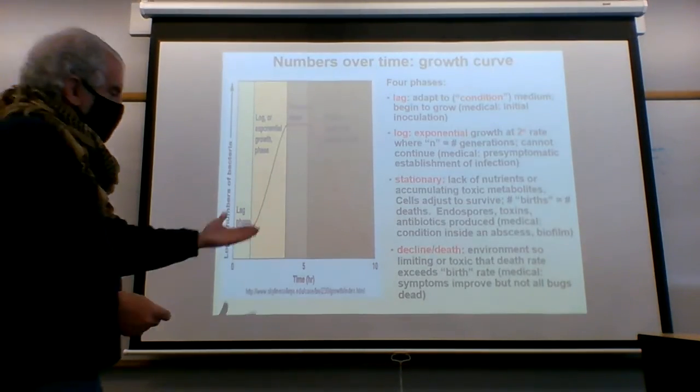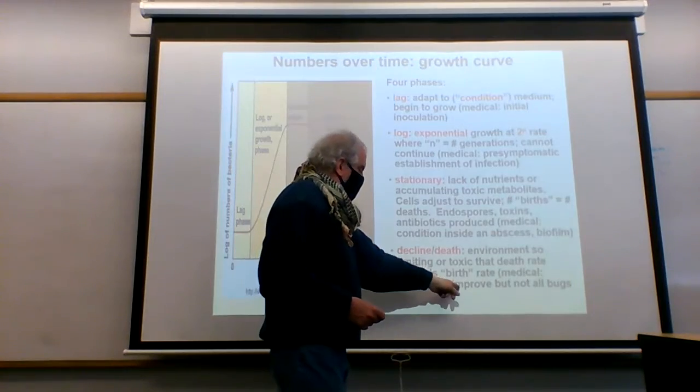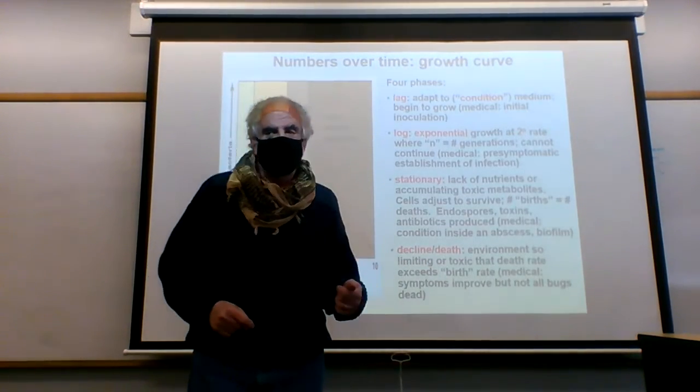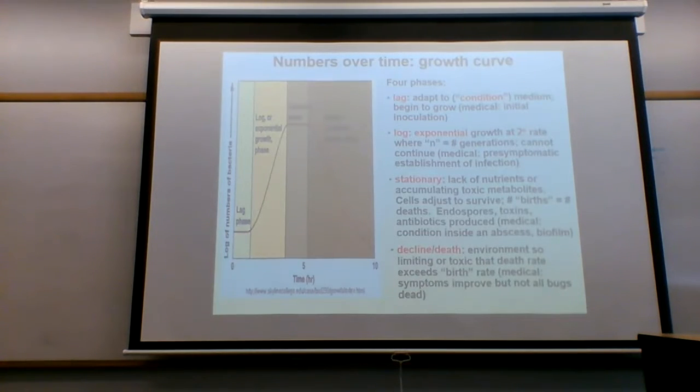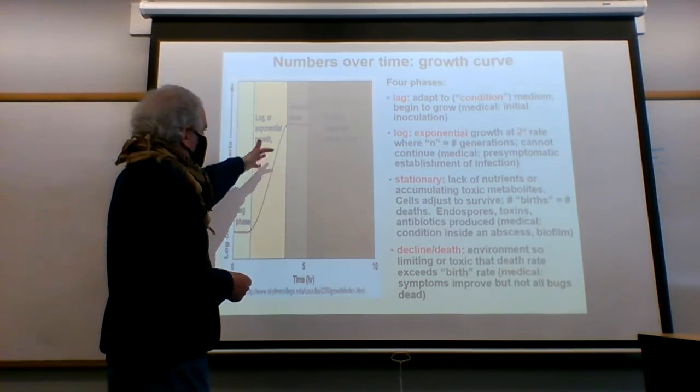You end up medically feeling better, symptoms are improving, but you haven't knocked the infection back all the way, but you're probably, hopefully you're on the road to getting better if you can survive that. So this is a standard kind of growth curve.